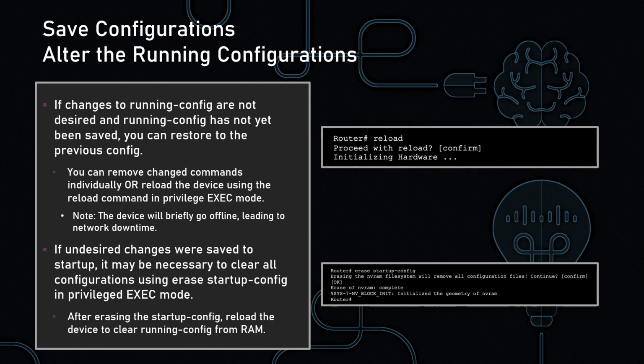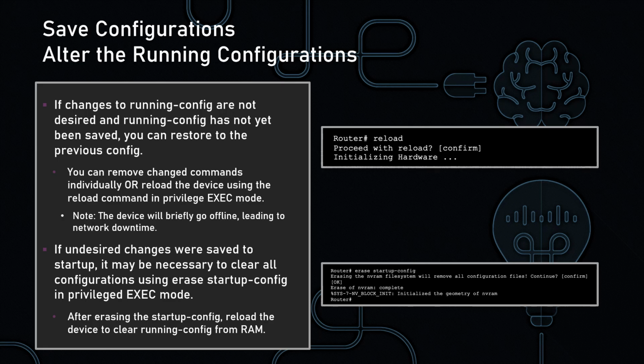Now, what if we have a situation where we don't want to save our settings to running config? Okay, well, we can just reload the router or switch, and it will automatically go back to whatever the previous configuration was. We can also go in and remove our changes manually, but I will say that tends to be a little bit messier.